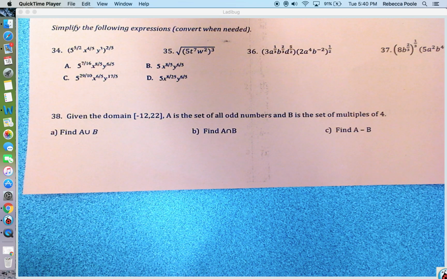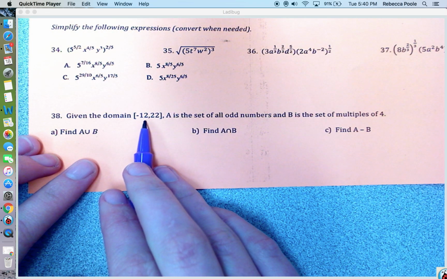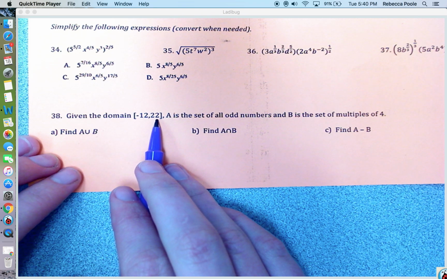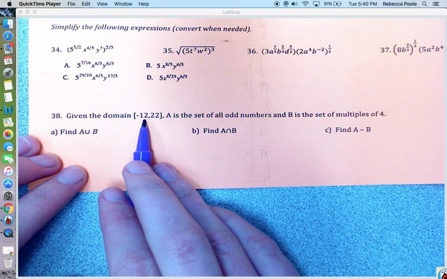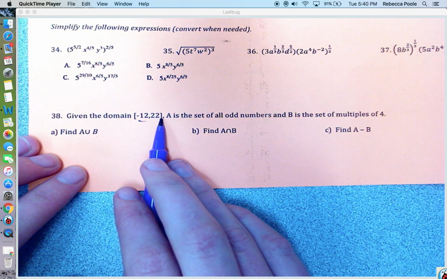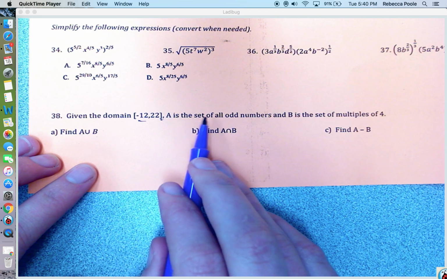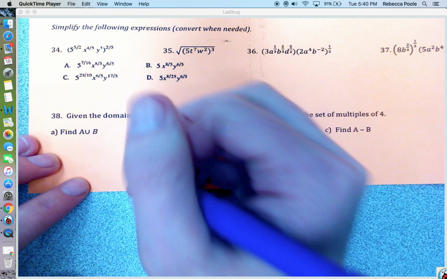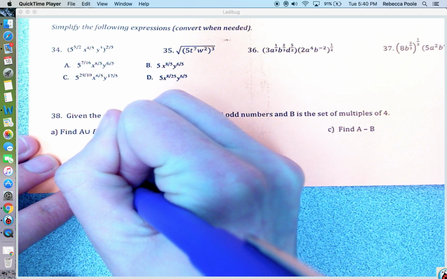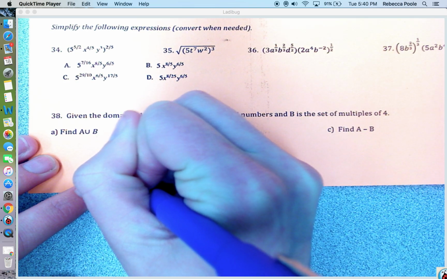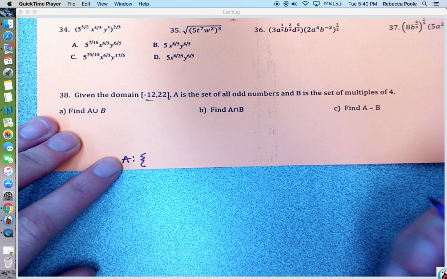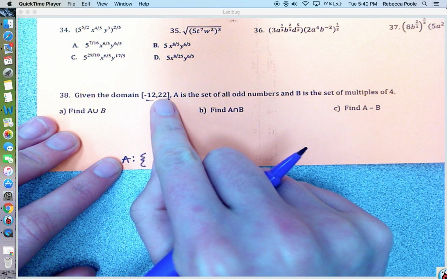So for number 38, it says given the domain -12 to +22. So I'm talking about any numbers from -12 to 22. It says A is the set of all odd numbers. So set A is going to be all odd numbers between -12 and 22.